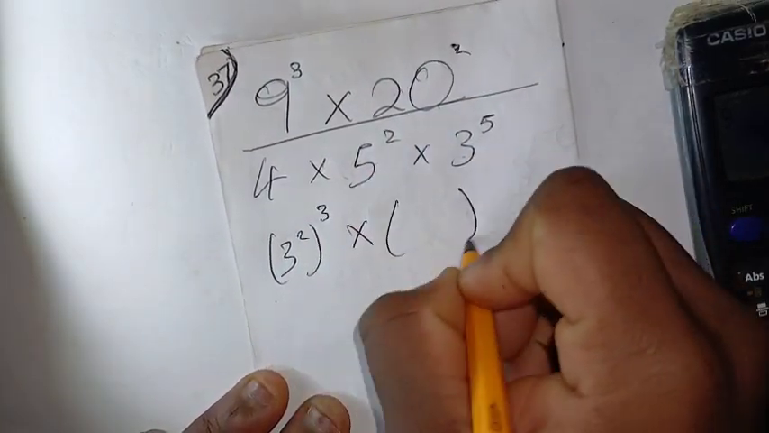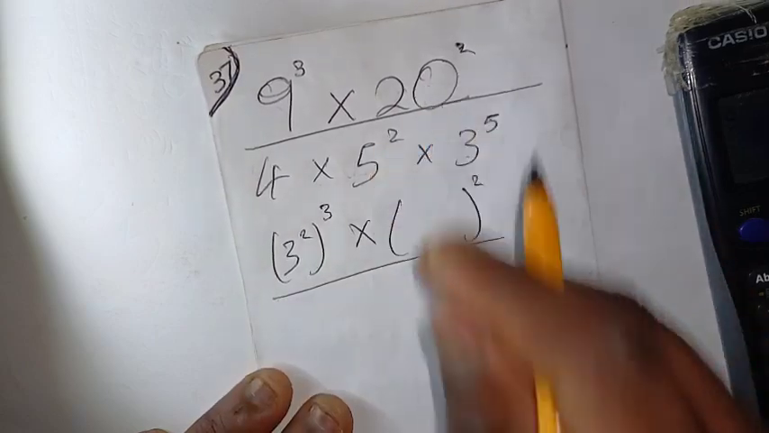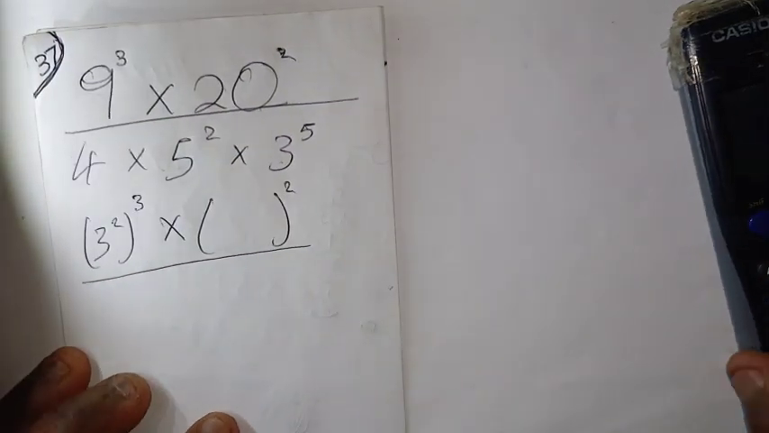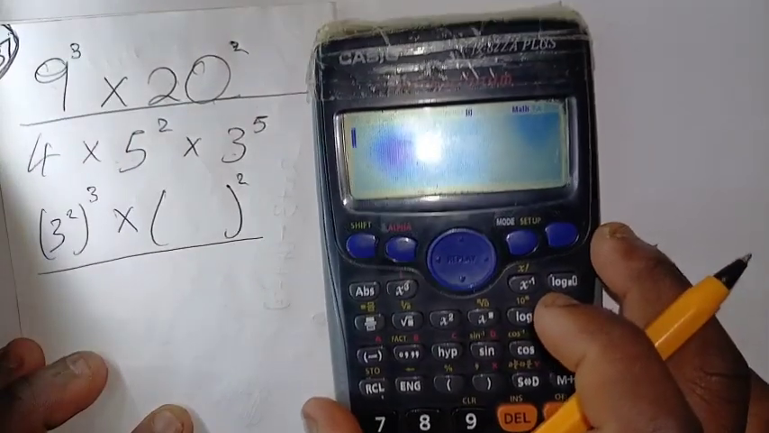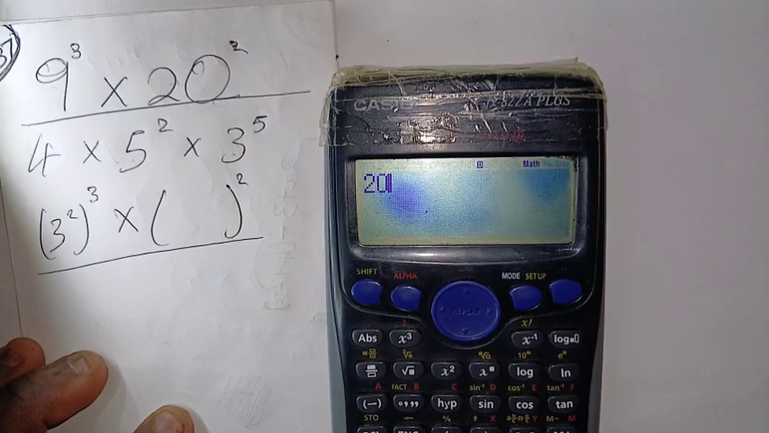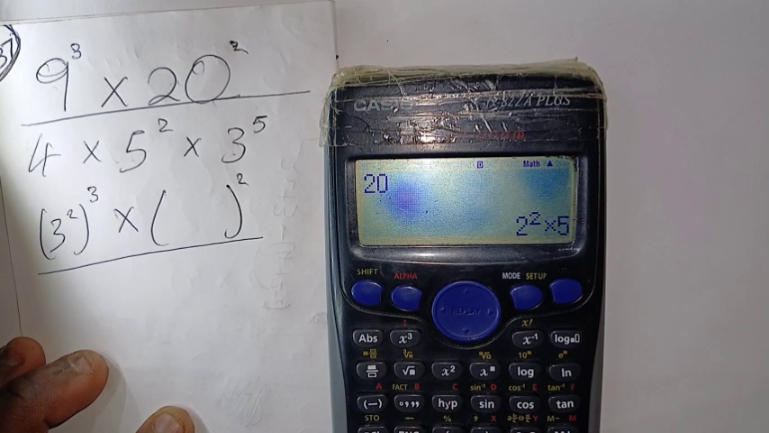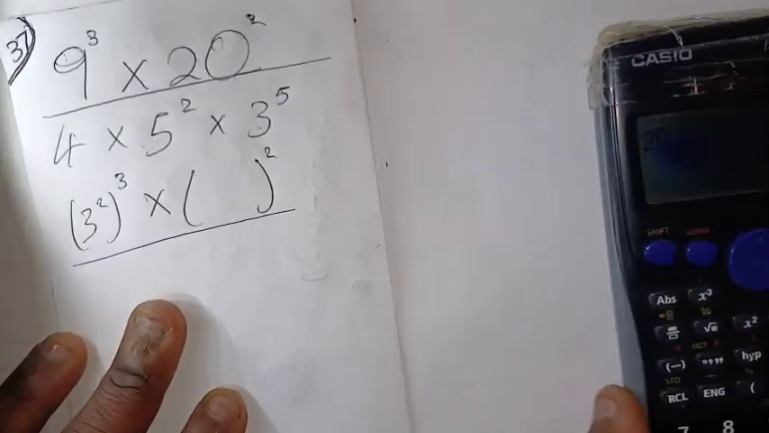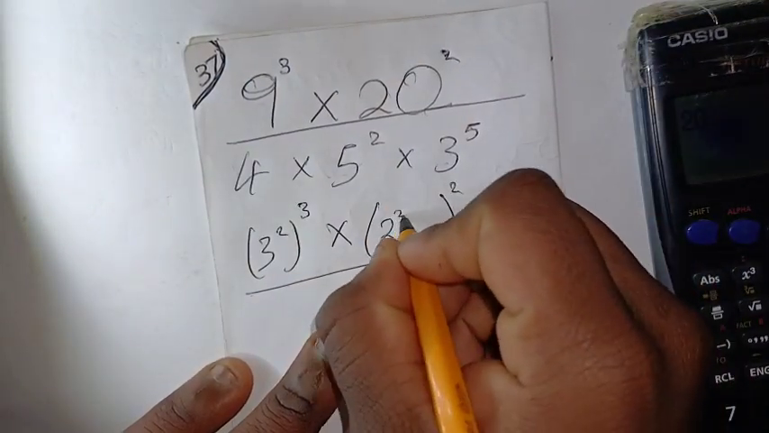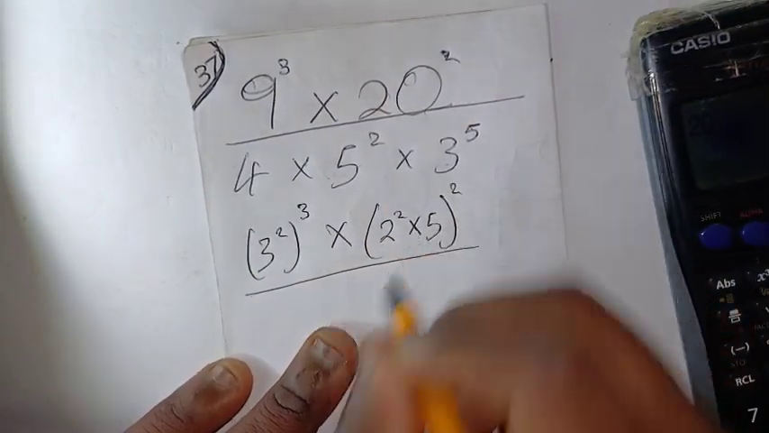Then to change 20, check something. How will I change that 20? So I'll say 20 and say equal and say shift and say fact. Do you see what I got for 20? So it means there it's 20 multiplied by, do you see?